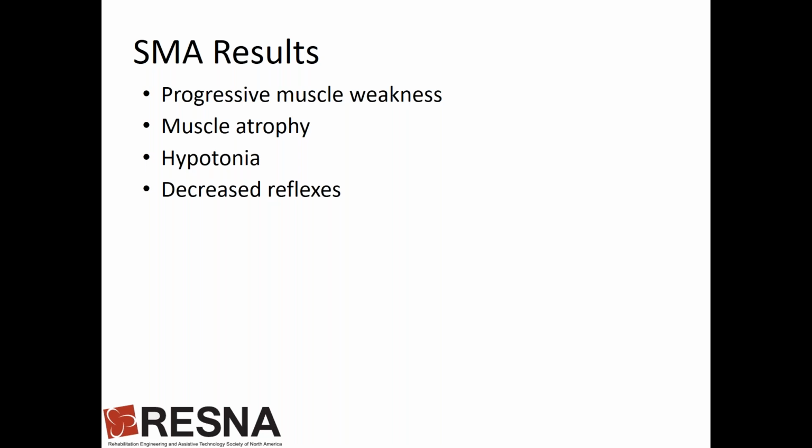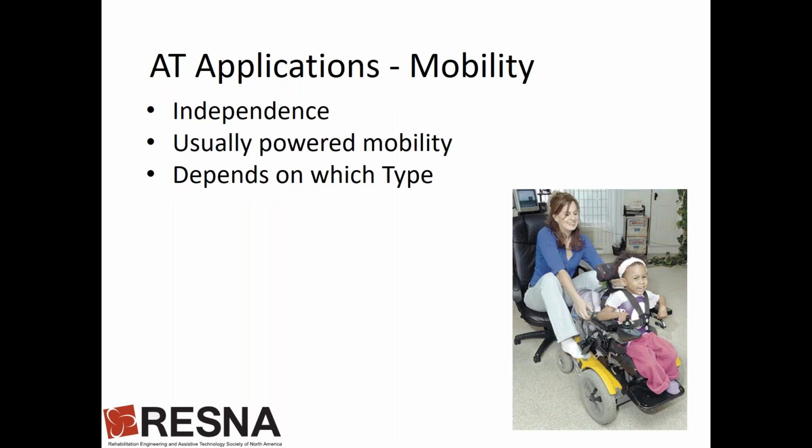So positioning becomes really, really important in bringing the environment to them and looking at switches and looking at proximally bringing things toward their midline. Obviously, we want to keep them independent. We usually see these kids get into power mobility, and what type of spinal muscular atrophy they have determines some of the positioning.